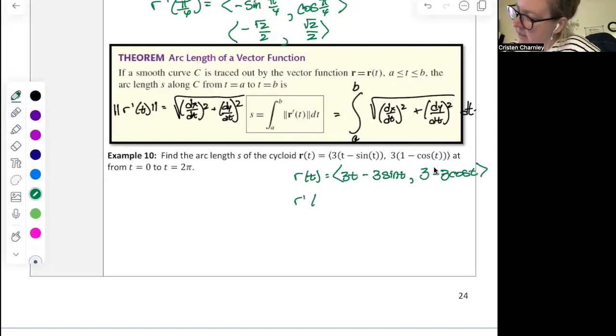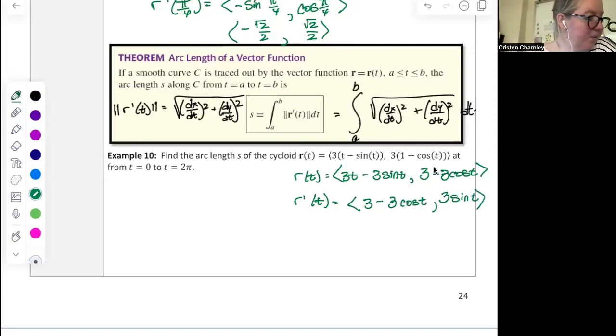So r prime of t, the derivative of the first piece is going to be 3 minus 3 cosine t. Nice. And the derivative of the second piece is going to be, the derivative of 3 is 0. The derivative of negative 3 cosine will be positive 3 sine of t. All right, so what do we have to do with those two pieces? They need to go inside of our formula.